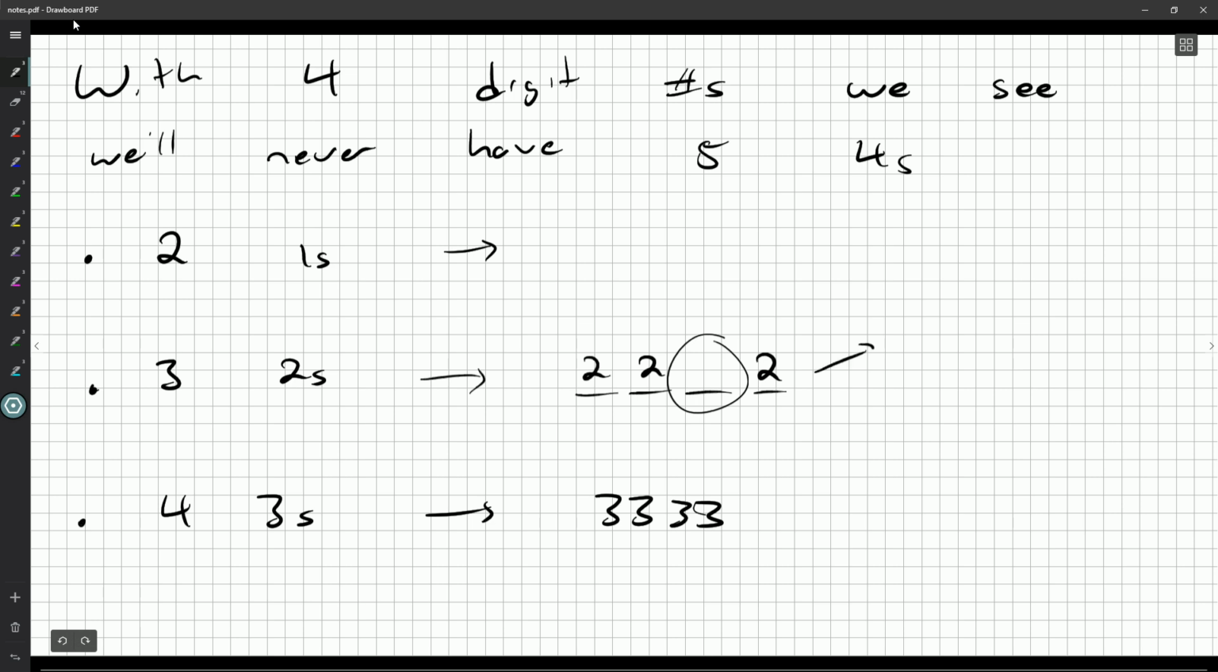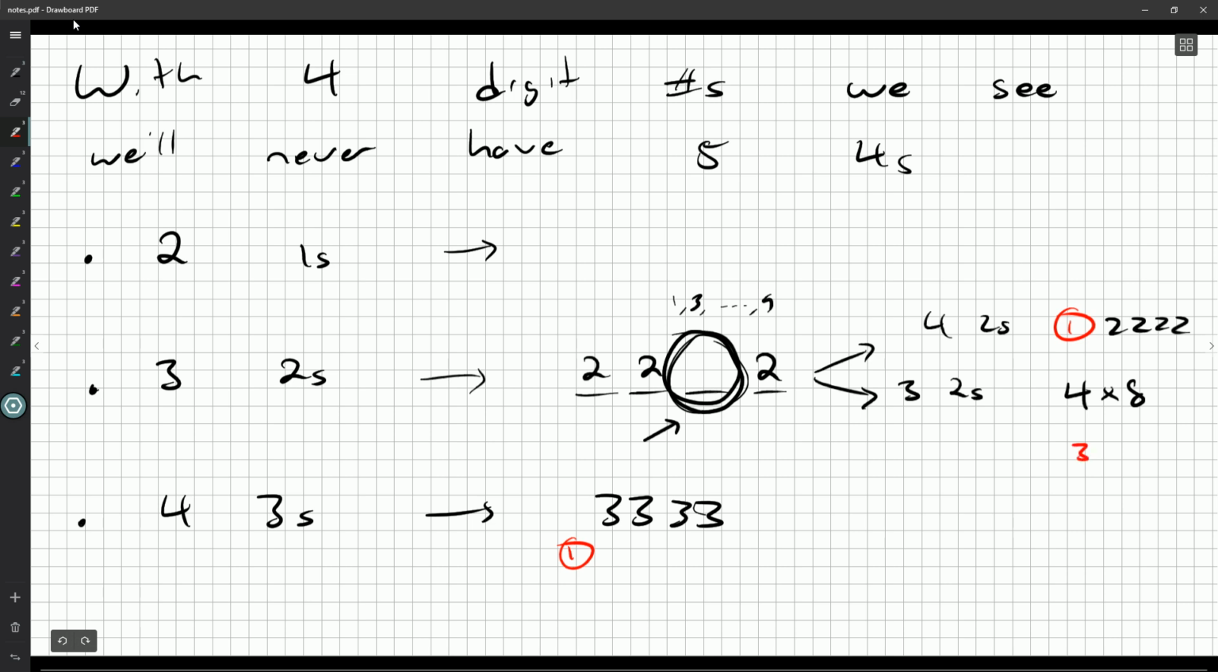So I think we're going to have to break this up into 2 cases. Actually having 4 2s, in which case there's only 1 number, or you have exactly 3 2s, in which case you have 4 choices as to where the non-2 goes. There's 1 case here, 1 case here, 4 choices, and then because it's not a 2, you can have 1, you can have 3, you can have all the way up to 9. You have 8 possibilities. So that gives me 32 options there.